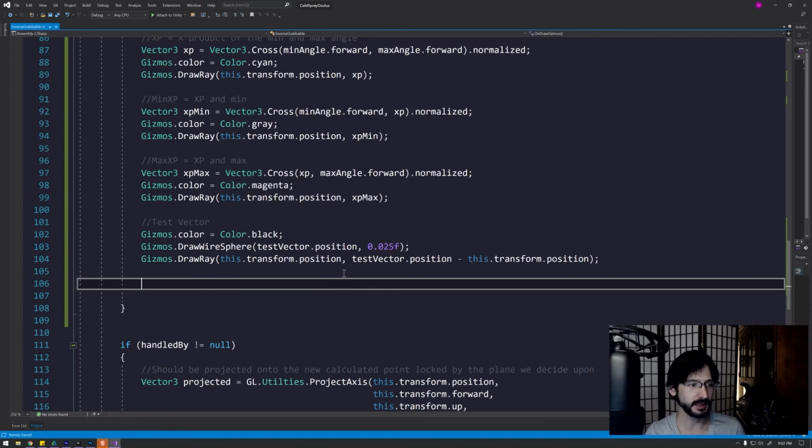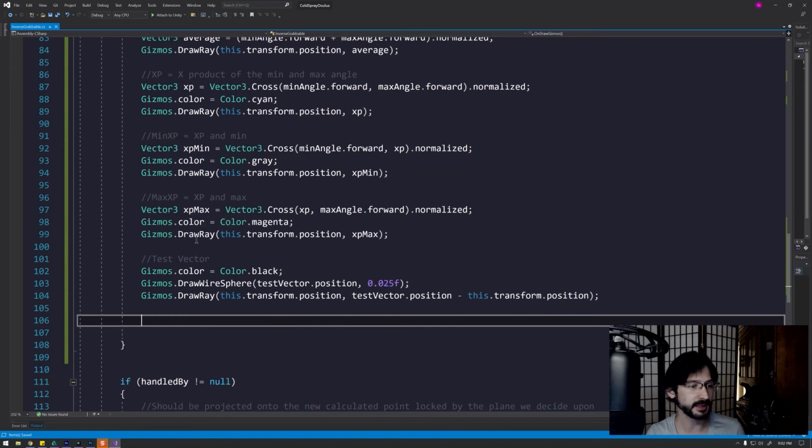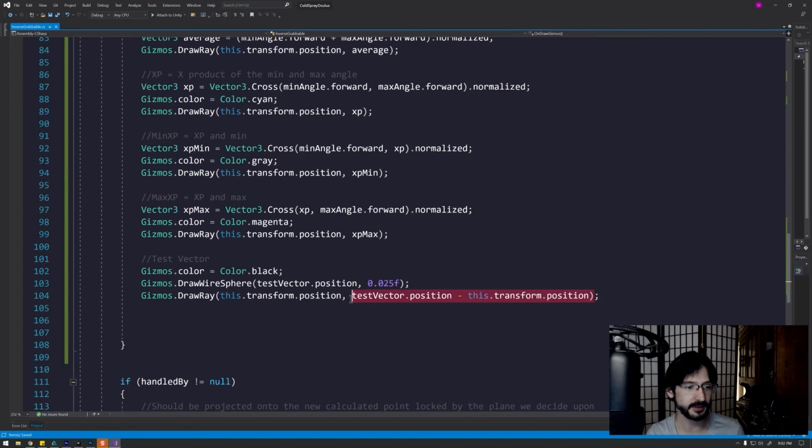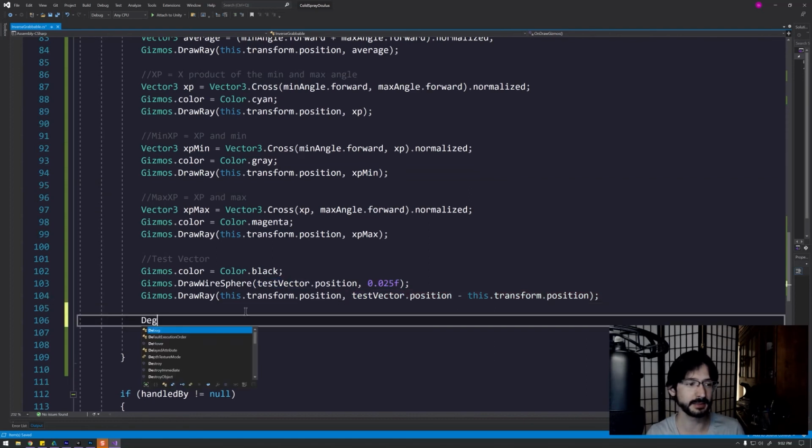So why don't we go ahead and do some dot products now. Specifically, we're going to be doing dot products against the xpmin and xpmax with the vector here that we generated. So let's do a debug.log, and we're going to do a log against, we want to print out xpmin. Well, first let's do a vector3 dot product, right?